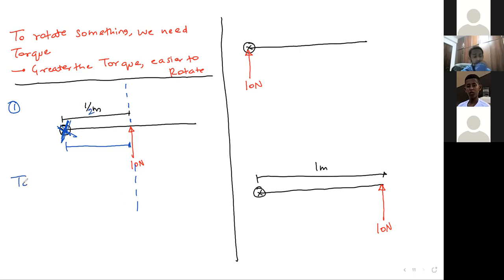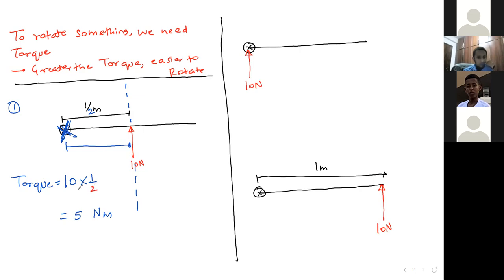So torque in this example is the magnitude of force, which is 10, multiplied by the perpendicular distance, that is half. So can I say this is nothing but 5 Newton meter of torque, correct? Why 5 Newton meter? How did I find the unit Newton meter? Because force is Newton and distance is meter.